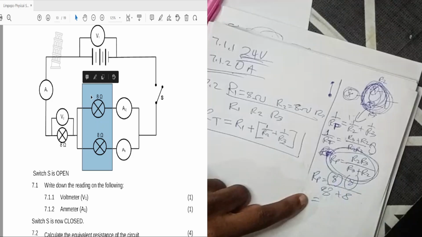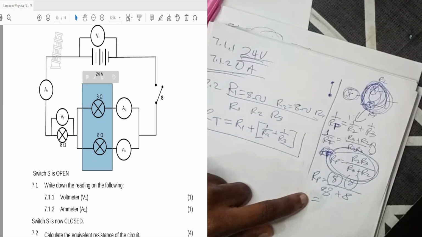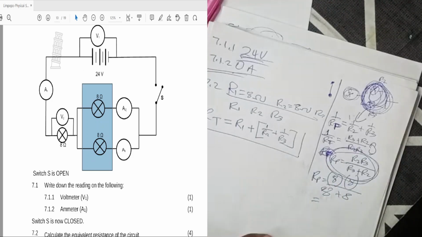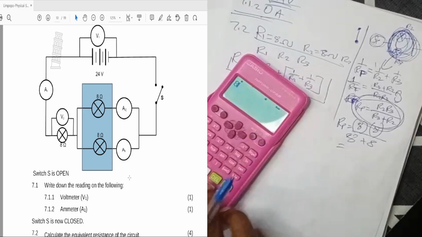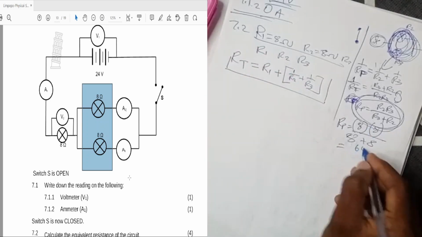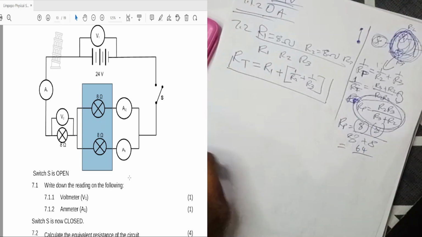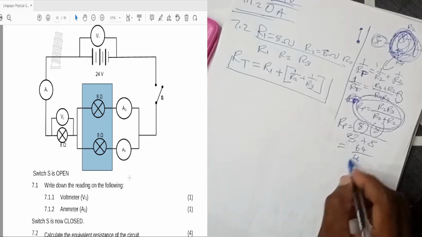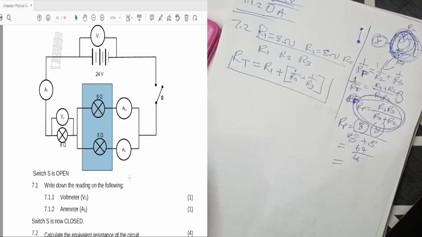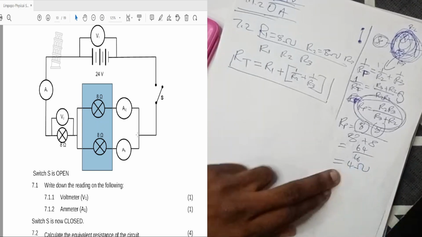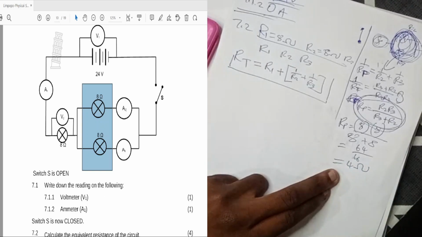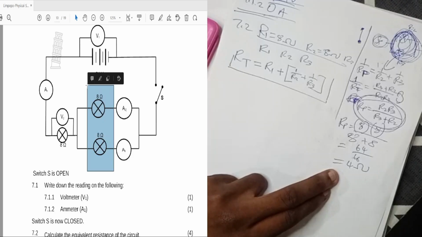This becomes 8 times 8. I'm waiting for you to calculate, like it's in class now. 8 times 8 is how much? It is 64. So it is 64 divided by 8 plus 8, which is 16. Therefore, 64 divided by 16 equals 4 ohms. So the total resistance here is 4. For these two, they total up to 4.